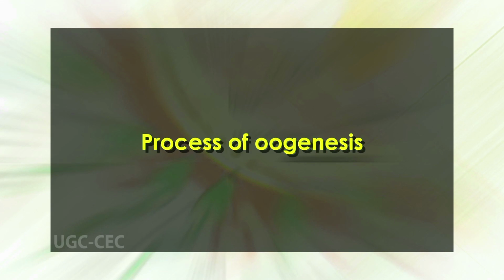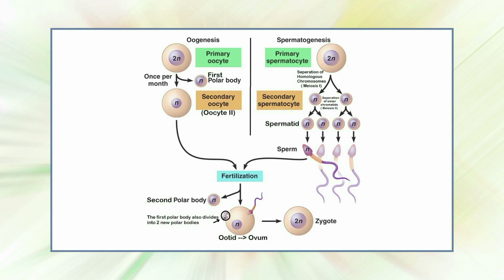Dear students, now let's discuss the process of oogenesis in detail. Oogenesis occurs in essentially the same manner as spermatogenesis, with meiosis taking place and resulting germ cells undergoing maturation. Oogenesis also consists of 3 phases: multiplication phase, growth phase, and maturation phase. First, multiplication phase. During fetal development, the germ cells differentiate and undergo mitotic divisions, producing undifferentiated germ cells called oogonia or egg mother cells within the ovaries.